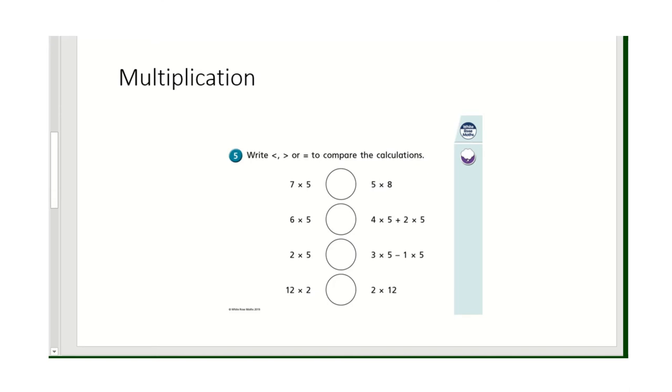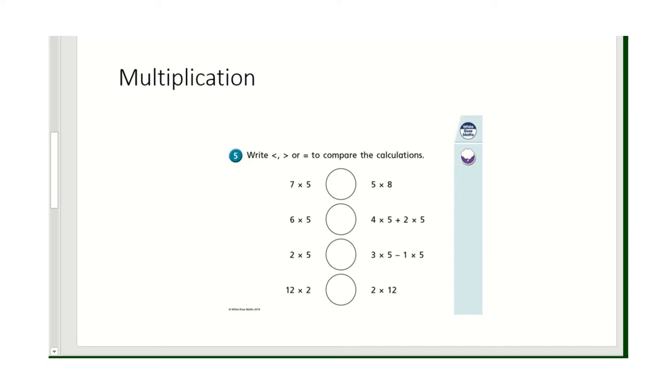Now then, we haven't done these for a while, have we? This is something greater than, less than, equals. So you've got to work out the answer, haven't you? 7 fives, 5 times 8. Oh, now then, do I know my 8s? But no, but I do know 8 fives. So think about them.